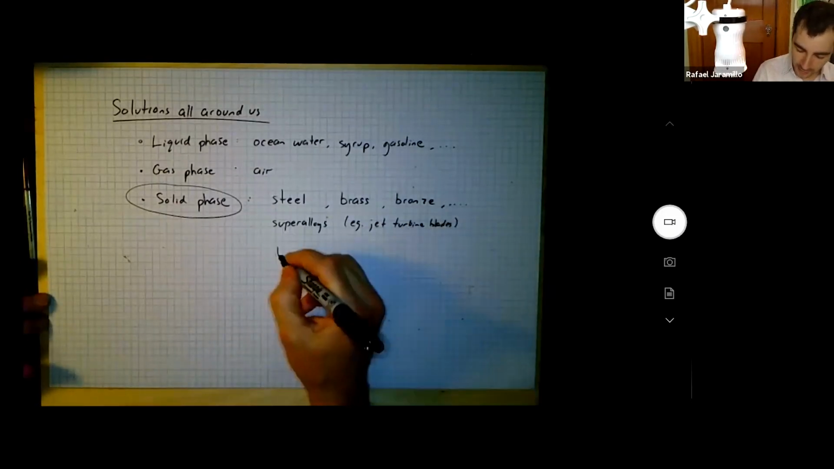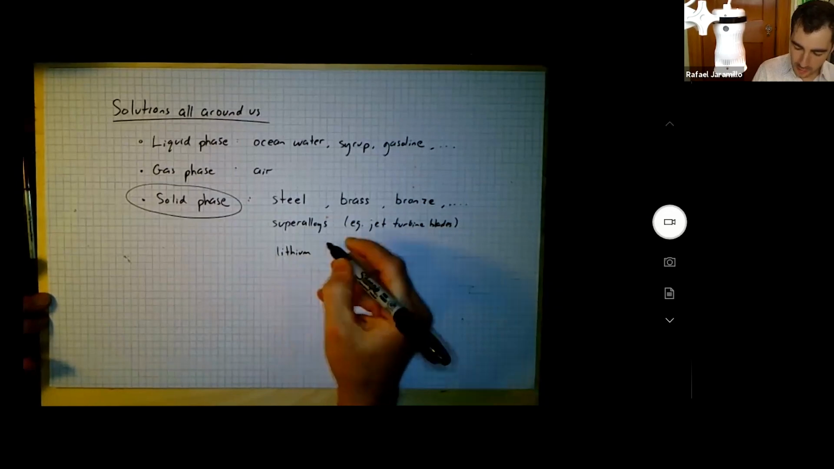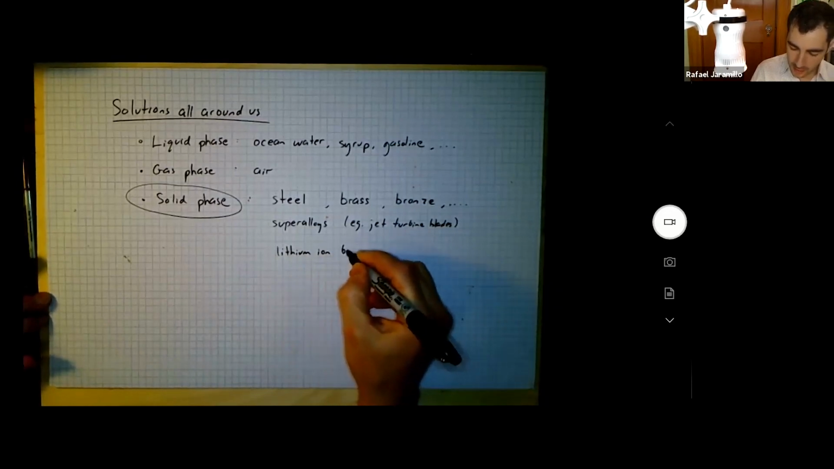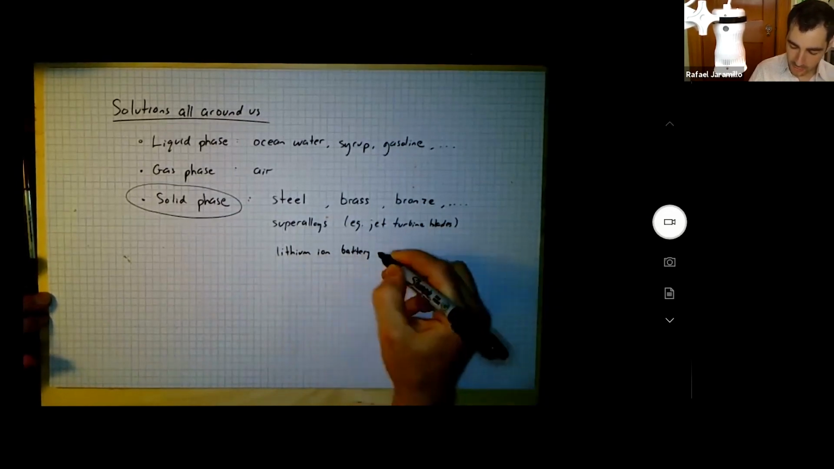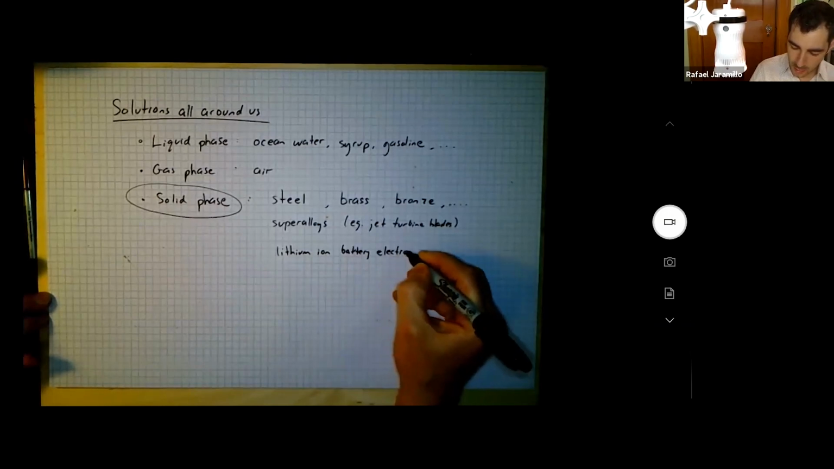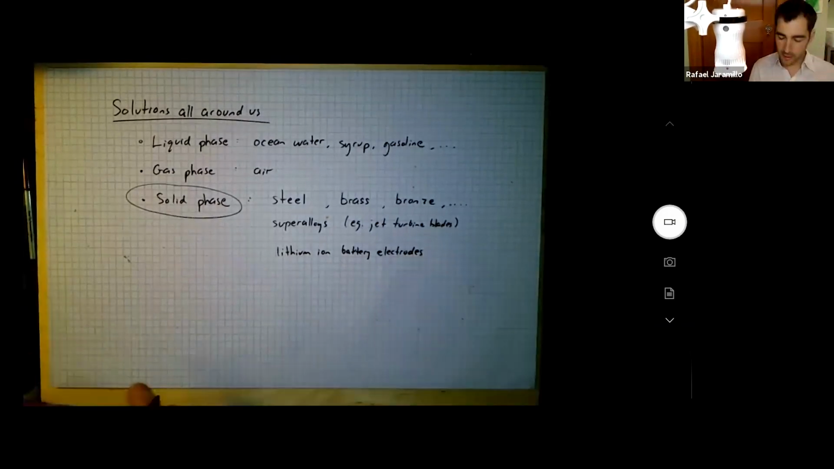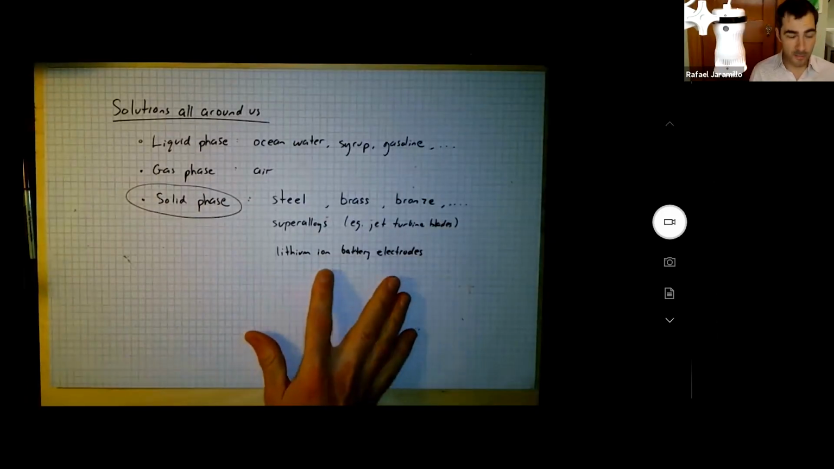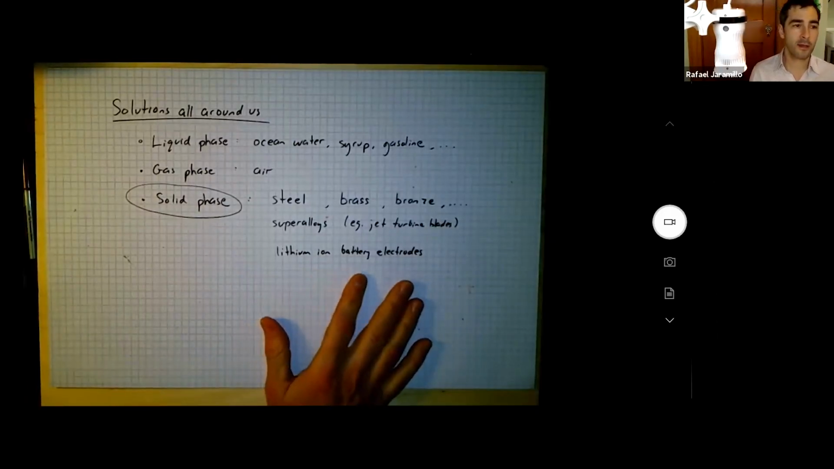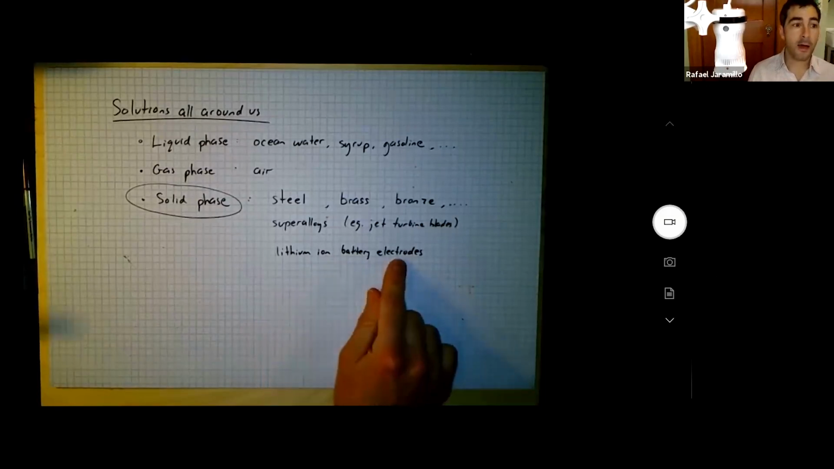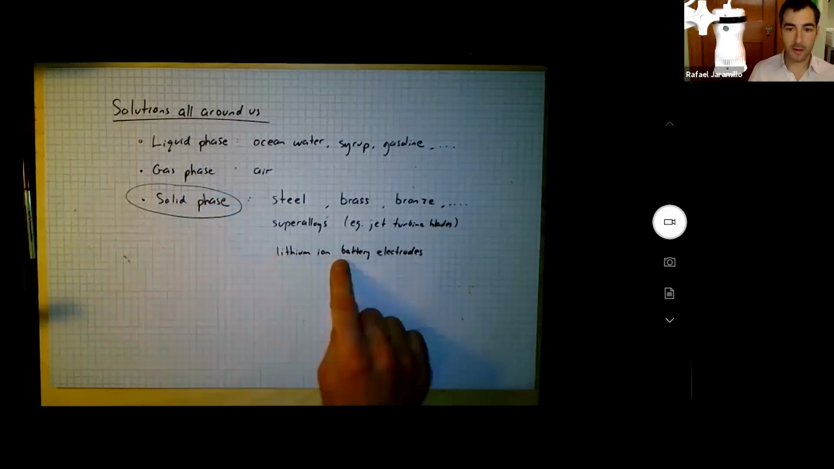What else? What about lithium ion battery electrodes? Nobel Prize in chemistry from 2 years ago for lithium ion battery development. Largely, almost 80% of the work and intellectual input on alloy design, that is designing solid phase solutions for those electrodes.